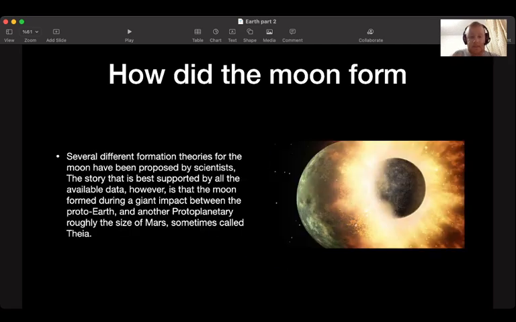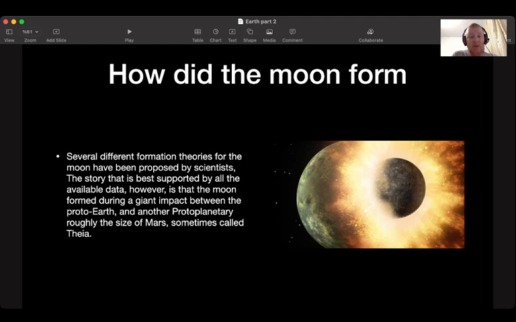Several different formation theories for the moon have been proposed by scientists. The story that is best supported by all the available data, however, is that the moon formed during a giant impact between the proto-Earth and another protoplanet roughly the size of Mars, sometimes called Theia. So, guys, another planet actually collided with Earth.